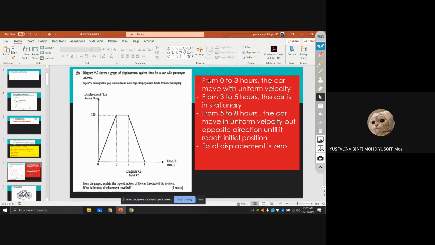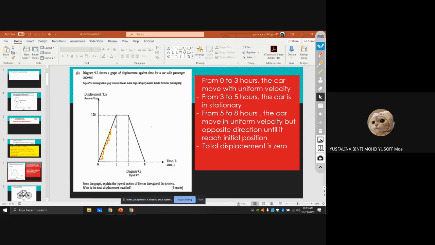From 0 hours to 3 hours, the car moves with uniform velocity. Because you know the graph is displacement against time, the gradient is equal to velocity. If you draw a triangle here, you can see the triangle is the same size. So the velocity is the same, since the size of the gradient is not changing. So from 0 to 3 hours, the car moves with uniform velocity.